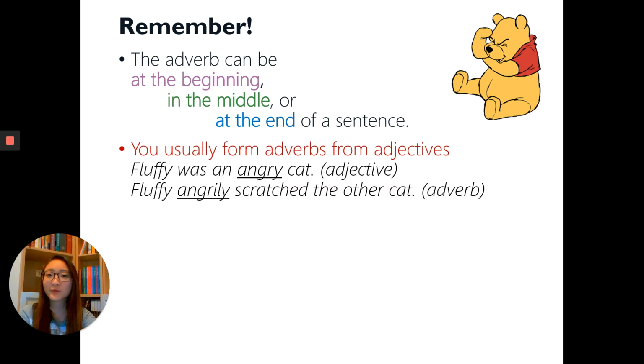So you usually form adverbs from adjectives. Just remember that. Adverbs usually come from adjectives. For example, Fluffy was an angry cat. It is an adjective, angry, describing cat. Fluffy angrily scratched the other cat. It shows you how Fluffy scratched the cat. How did Fluffy scratch the cat? Angrily.